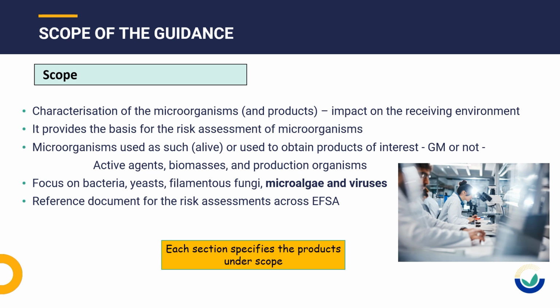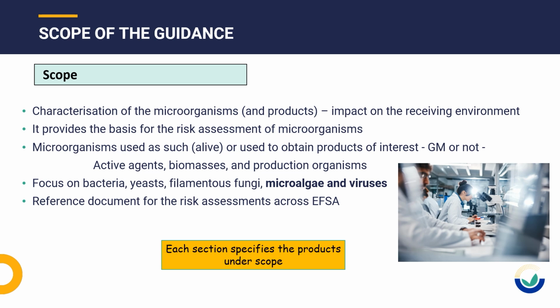And we will start by setting the scene and explaining the scope of this document, which is to establish the criteria and data requirements for the characterization of the microorganisms intentionally added to food and feed, and to some extent of the products containing and produced with these, and the impact of their use on the receiving environment. As I mentioned before, it covers microorganisms used as such and used in the production of substances of interest. In the first case, we call the microorganism active agent. In the second, production organism.